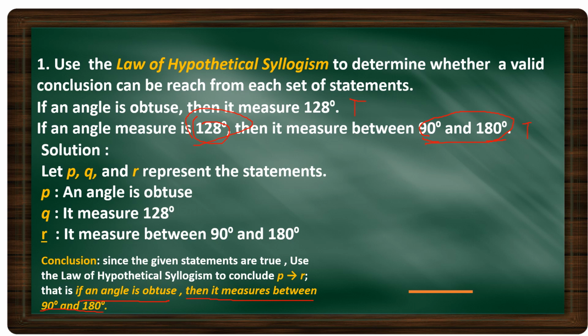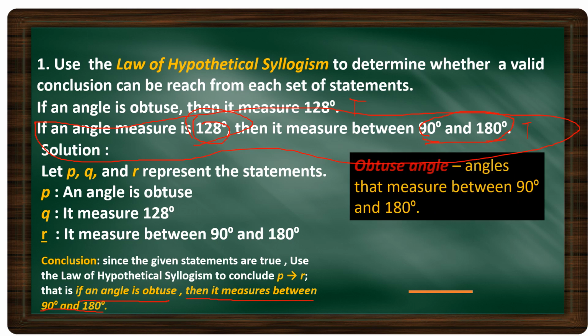Ibig sabihin nun, ito na po ang ating magiging last conclusion doon po sa ating given conditional statement na kung saan na-provide po natin as our second statement, which is our R. So, kung titingnan natin, tandaan na ang obtuse angle measures between 90 and 180 degrees. Ang argument po natin, this is true, this is also true, and therefore, it is also true.